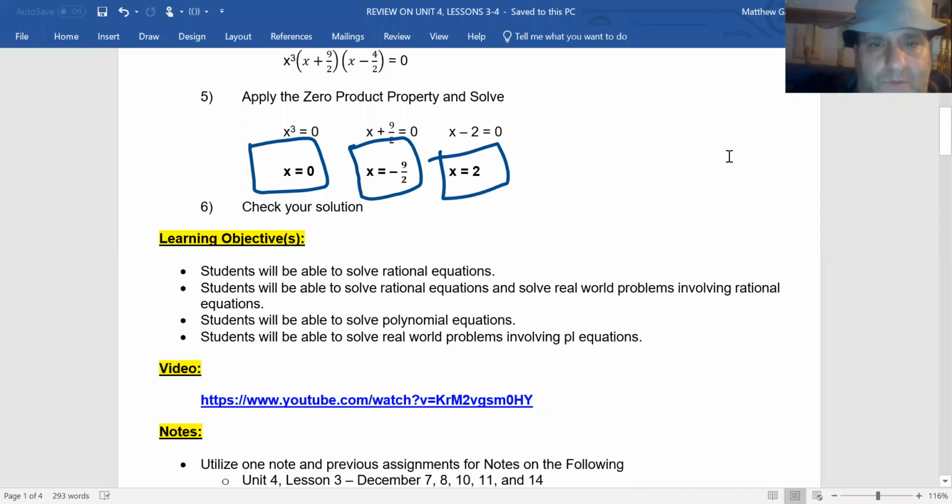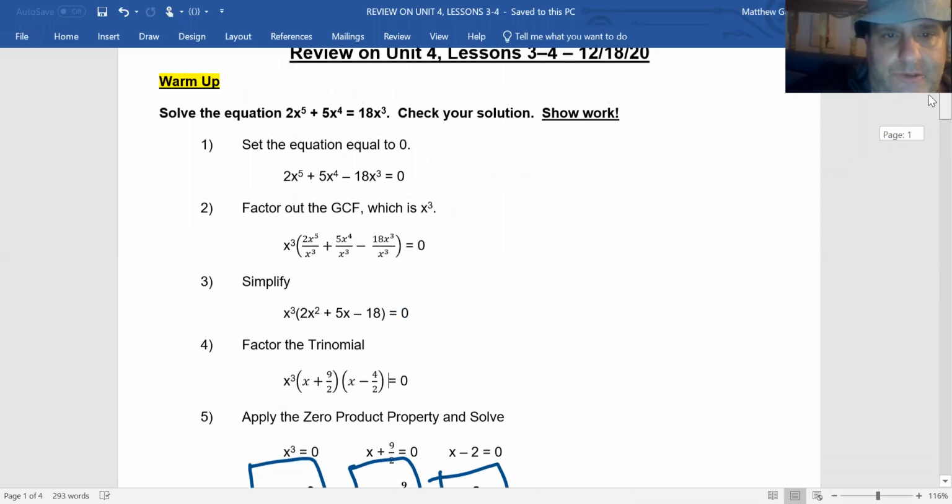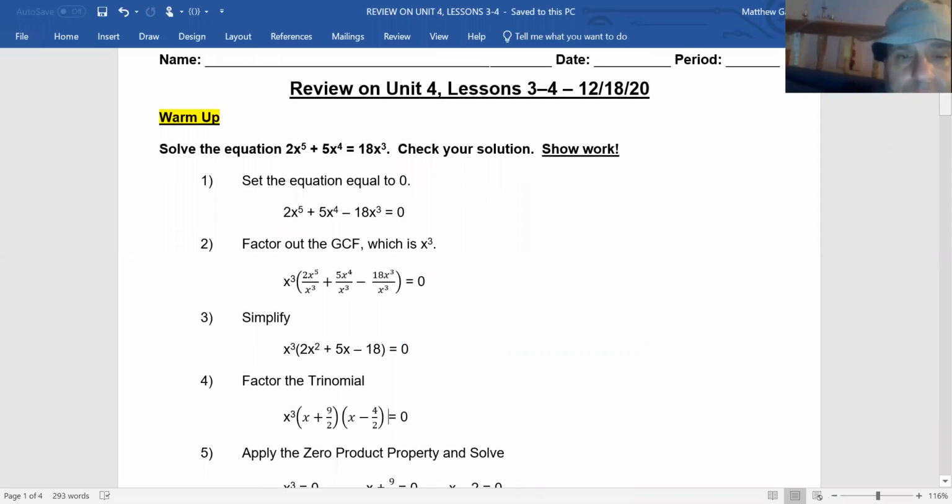Okay, the answer to the warm-up should be 0, -9/2, which is -4.5, and +2. This document will explain the steps used for all polynomial equations. On the quiz, probably 4 or 5 questions on each lesson.